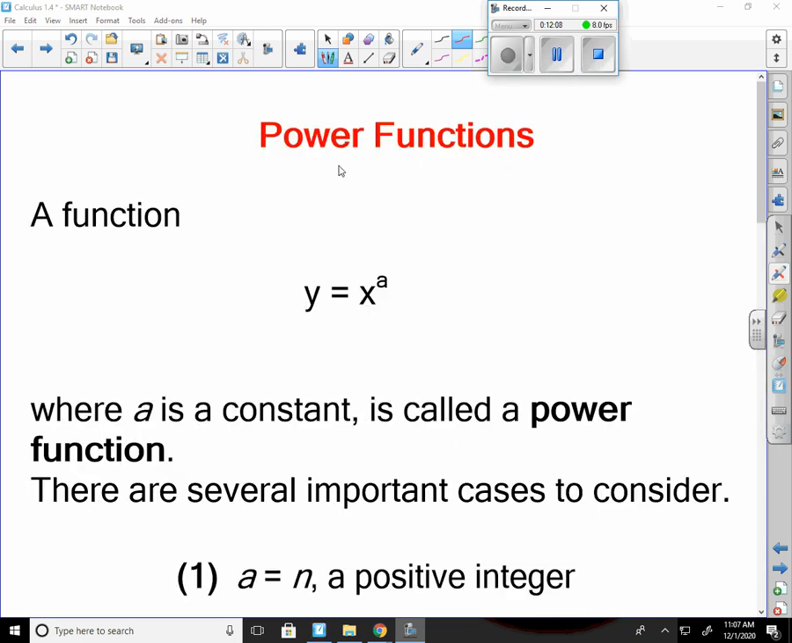When we look at power functions, a function where y equals x to the a, where a has to be a constant, is called a power function. So a is just going to be some number. It could be 2, 3, 4, 5. Traditionally, we think of power functions as being just that, being positive numbers. But there are some other cases to consider. We have a equals n, where a is a positive integer, and that's what we're used to.